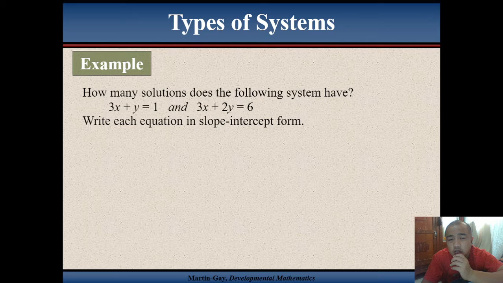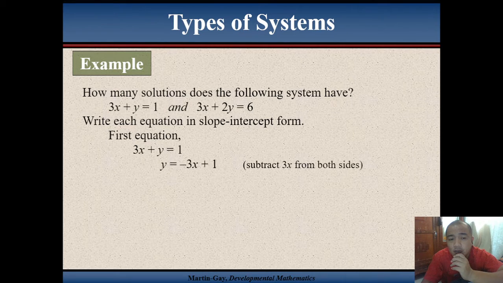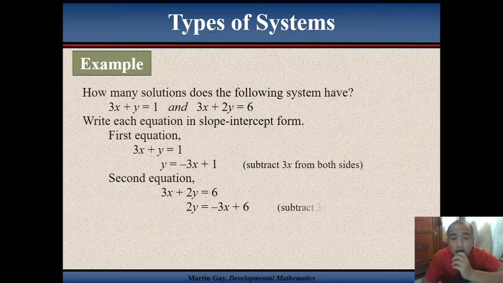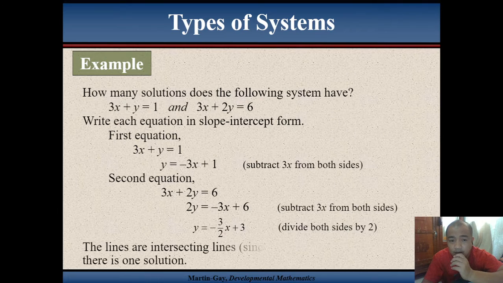Okay, write each equation in slope-intercept form. For equation 1, 3x plus y equals 1, we have y equals negative 3x plus 1. For 3x plus 2y equals 6, 2y equals negative 3x plus 6. Divide both sides by 2: y equals negative 3 halves x plus 3. The lines are intersecting lines since they have different slopes, so there is one solution.